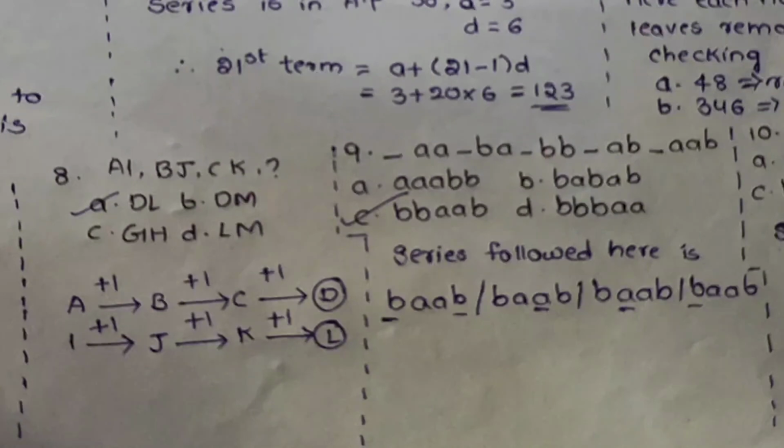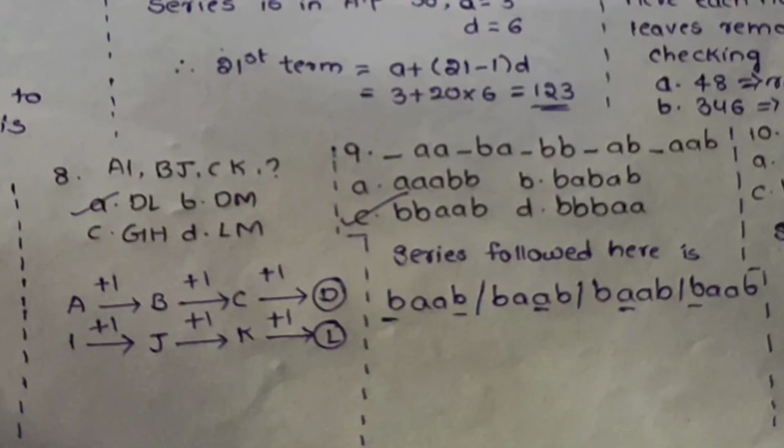And now the next one is I, J, K. So here from I, if you move 1 letter forward, it is J. And from J, if you move 1 letter forward, it is K. And from K, if you move 1 letter forward, it is L. So the option is DL.